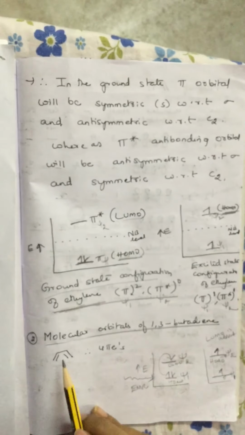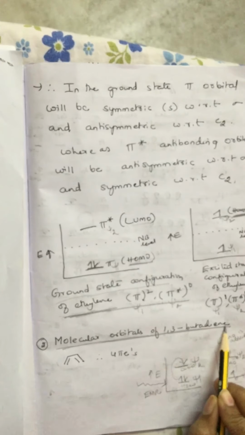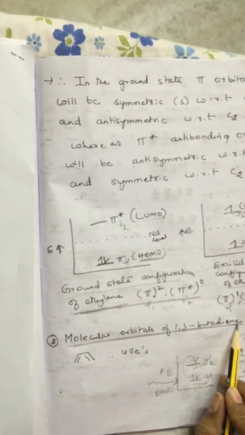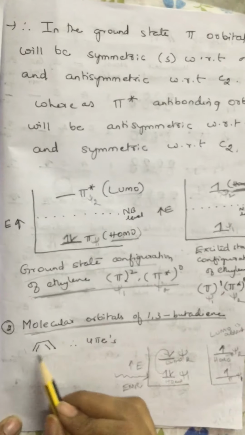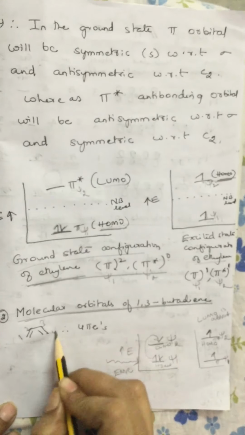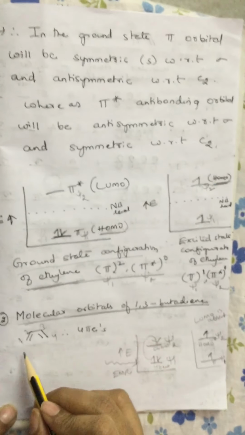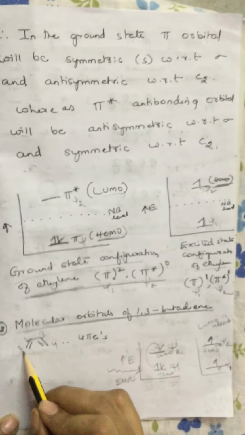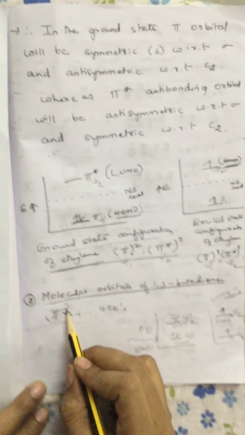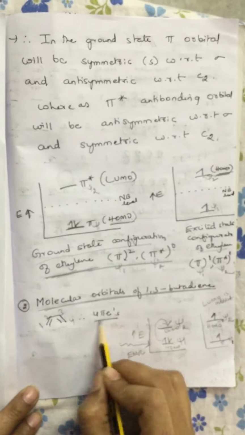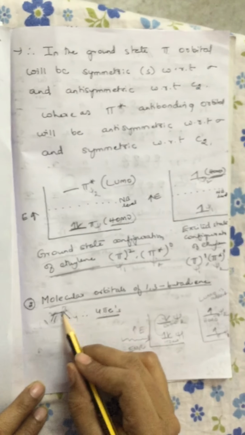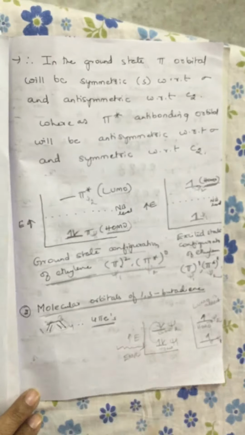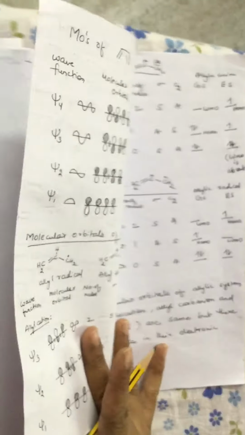Now the next discussion is molecular orbitals of 1,3-butadiene. This is the system: 1,3-butadiene, first carbon, second carbon, third carbon, fourth carbon. You have 4 carbons and 2 double bonds. At the first carbon you have a double bond and at the third carbon you have another. How many pi electrons are there? 4 pi electrons, 1 pi bond and another double bond. So you have 4 pi electrons.